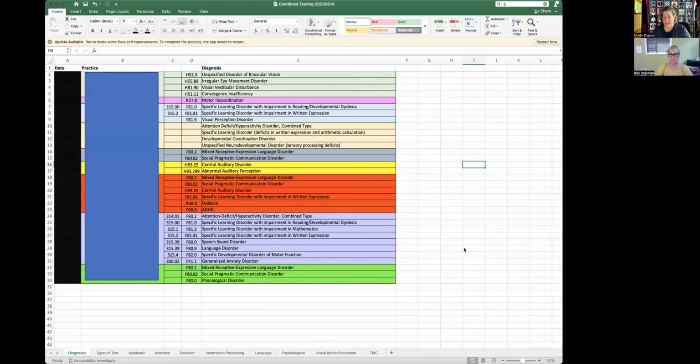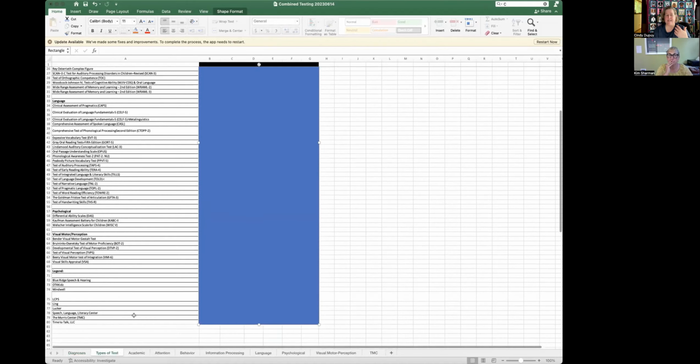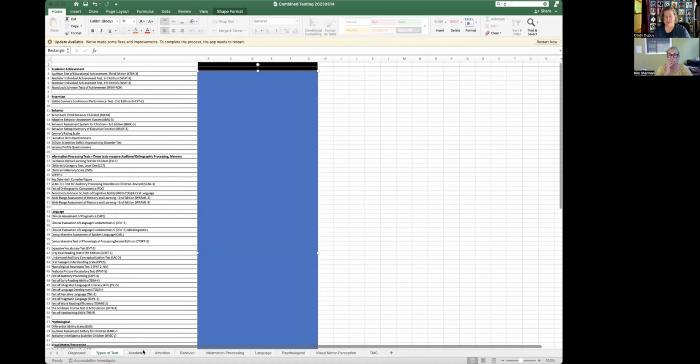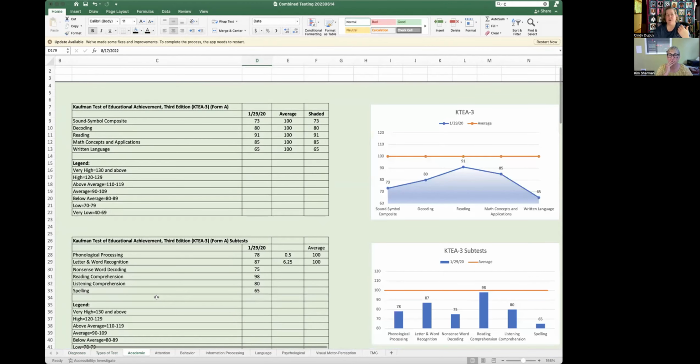I don't want to convey that she's made any mistakes in this, but oh my gosh, does she have a ton of data? This is just page one of her spreadsheet, where she's listed off all of the various diagnoses she's had by different clinicians. She's got a list of tests that she's had done. And then she's gone in and put in her child's scores and made graphs for it.